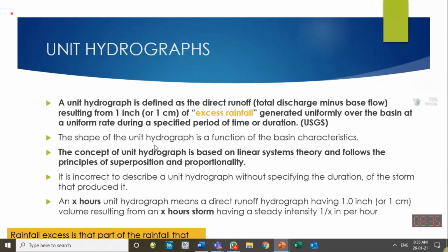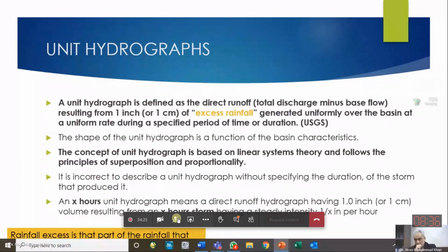So what I told you: the shape of the unit hydrograph is a function of the basin characteristics, basin properties. You should be able to name them now. What can the characteristics of a basin be? Any characteristic of a basin which affects the hydrograph? Tell me two-four of them quickly. Your voice is low, speak louder. Watershed area, okay, slope, okay, there are many.